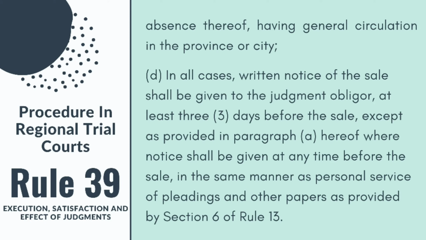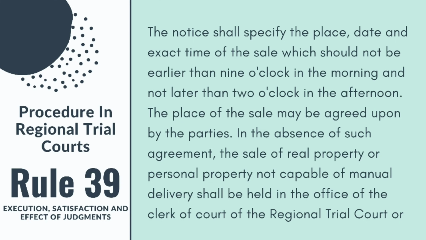D. In all cases, written notice of the sale shall be given to the judgment obligor, at least 3 days before the sale, except as provided in paragraph A hereof, where notice shall be given at any time before the sale, in the same manner as personal service of pleadings and other papers, as provided by Section 6 of Rule 13. The notice shall specify the place, date and exact time of the sale, which should not be earlier than 9 o'clock in the morning, and not later than 2 o'clock in the afternoon. The place of the sale may be agreed upon by the parties.